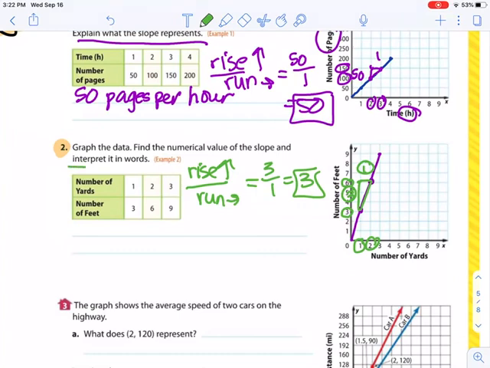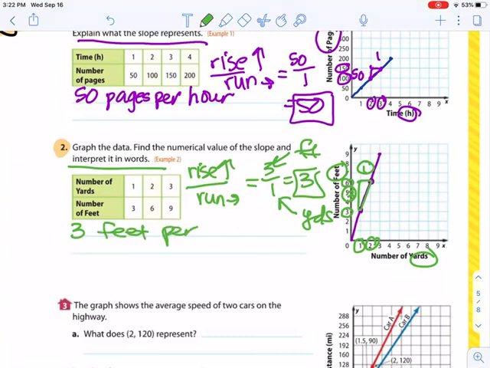And so 3 is our slope, and we need to interpret it. So 3, that top number, came from feet, and 1 came from yards. So this means 3 feet per yard. That is the interpretation.